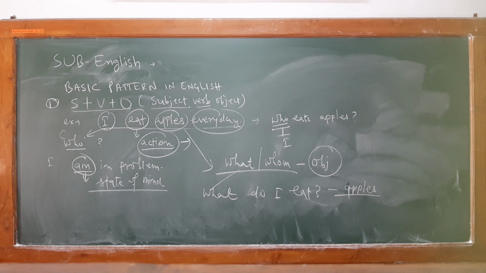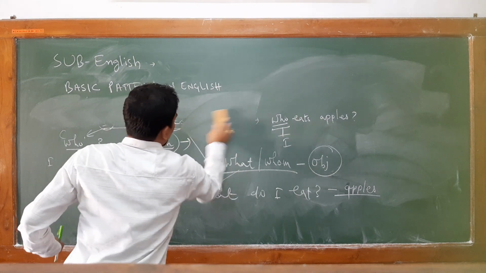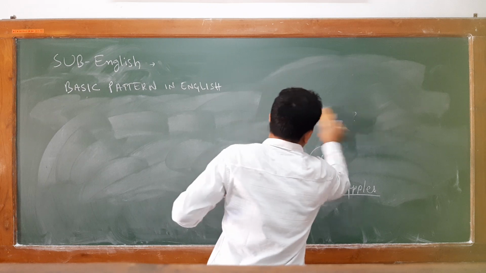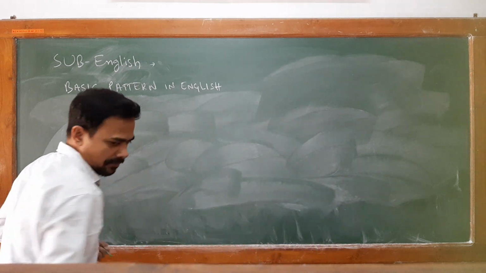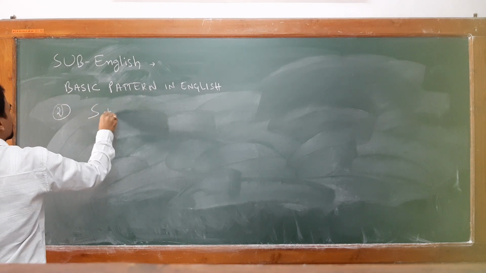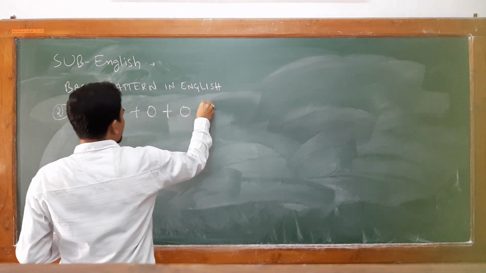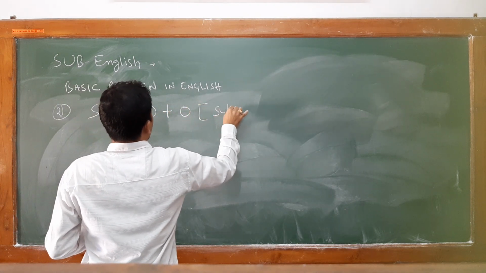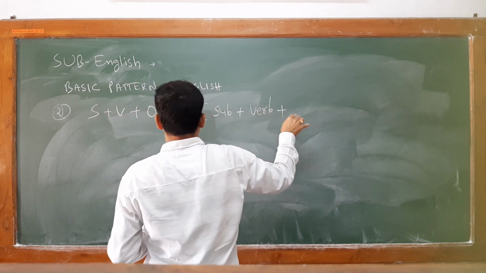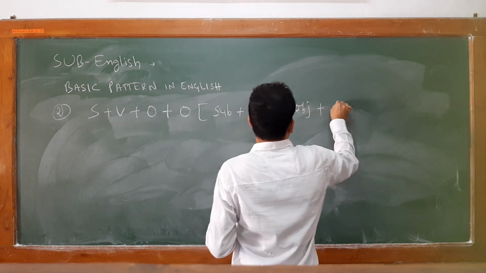Now I am coming to the second basic pattern: SVOO. Now what is SVOO? You see, the second one is S V O O. It means subject plus verb plus object plus object.